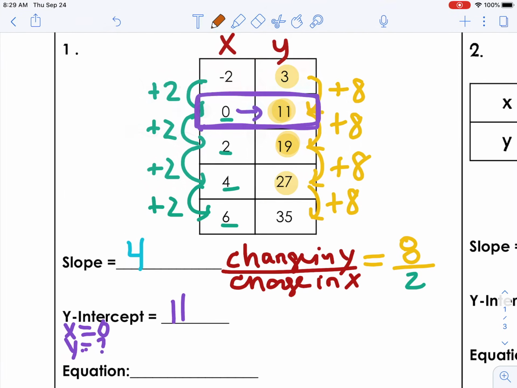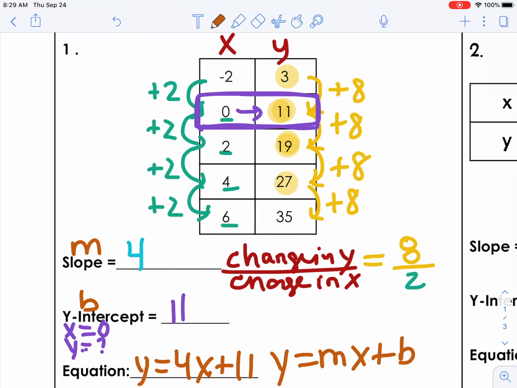So to write our equation, you have to know the slope-intercept form. y equals mx plus b. m is your slope, b is your y-intercept. So that means our equation is y equals 4x plus 11.